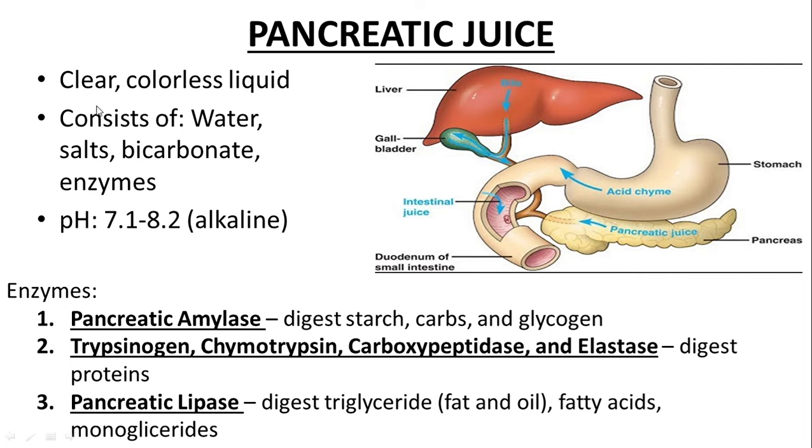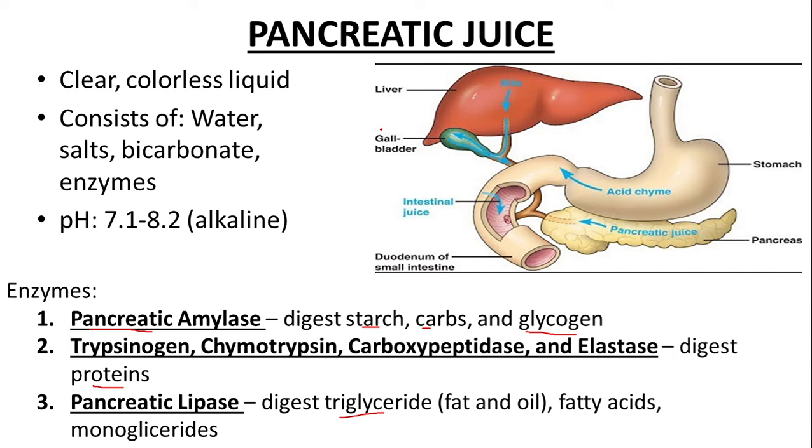So this is your pancreatic juice. It's clear, colorless, consists of water and bicarbonates and a lot of enzymes. So the important ones are: you have your pancreatic amylase, digesting starch, carbohydrates, and glycogen. You have your trypsinogen, chymotrypsin, carboxypeptidase, and elastase to digest proteins. And you have your pancreatic lipase to digest triglycerides, fatty acids, and monoglycerides.